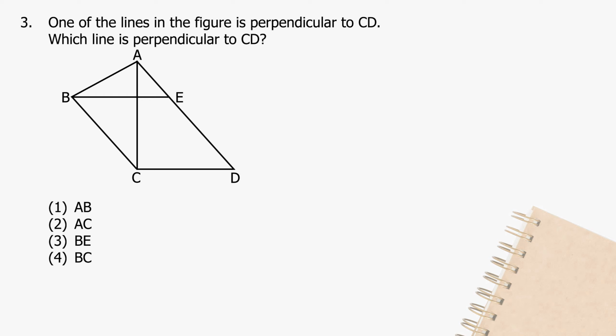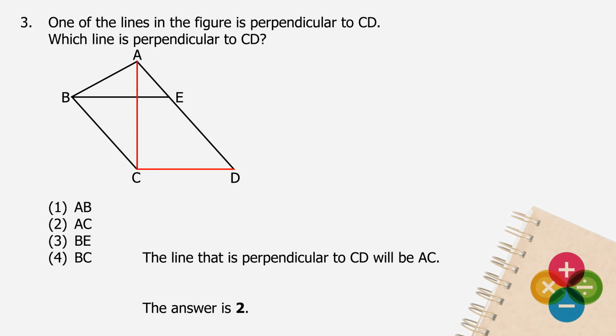Question 3. One of the lines in the figure is perpendicular to CD. Which line is perpendicular to CD? The line that is perpendicular to CD will be AC. The answer is 2.